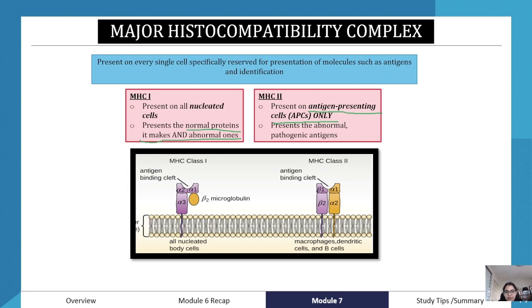So you can see over here that in all nucleated cells, this is MHC class 1. We've got the antigen binding cleft, and this is the beta-2 microglobulin, so it is part of the body, so it latches onto here. This is for all nucleated cells. But in MHC class 2, there's an antigen binding cleft, but here we've got beta-1, beta-2, alpha-1, and alpha-2.